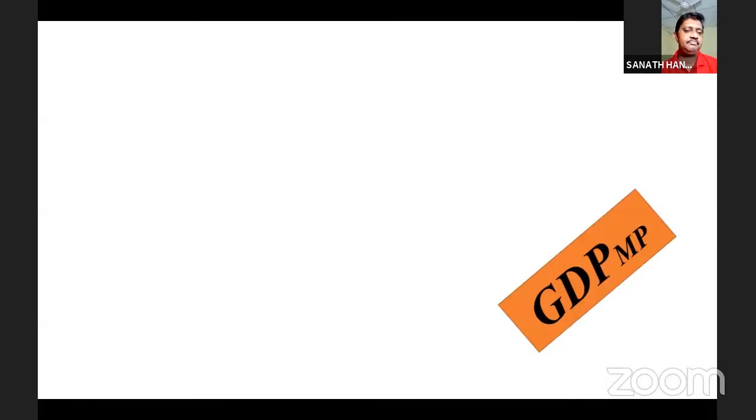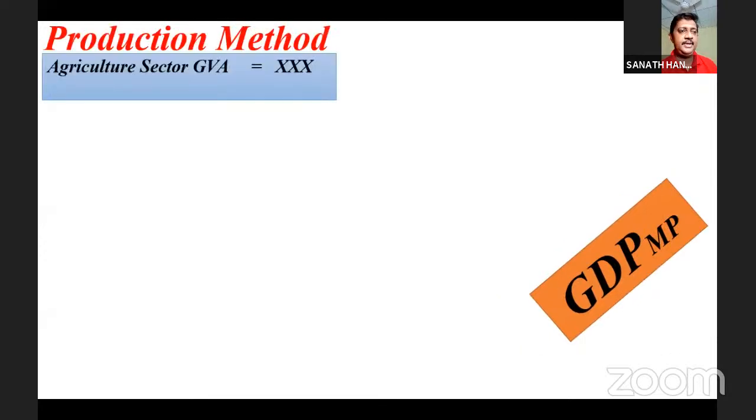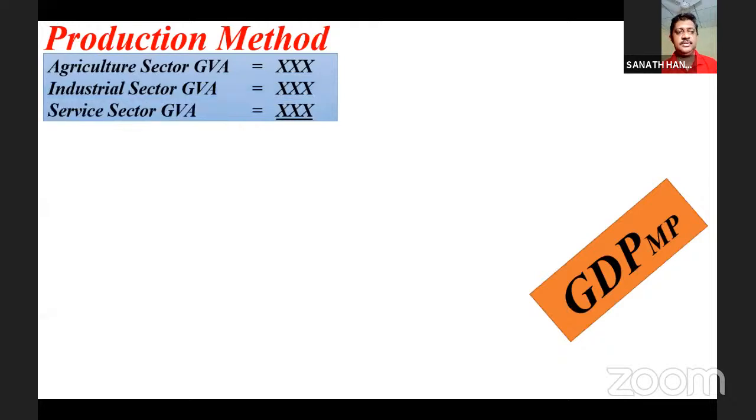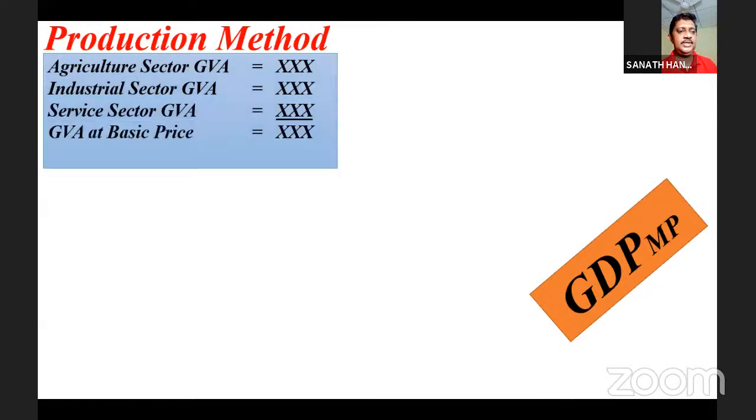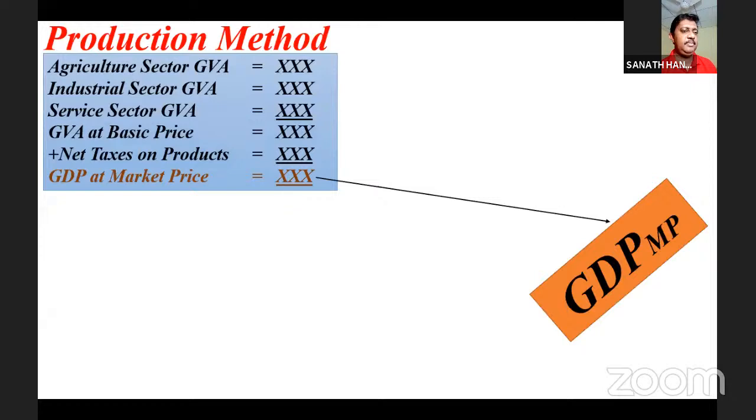Production method. How to calculate GDP under the production method? We add agriculture sector gross value addition, industrial sector gross value addition, and service sector gross value addition. The total is called gross value addition at basic price. And we add net taxes on products, which equals GDP at market price. This is the production method.